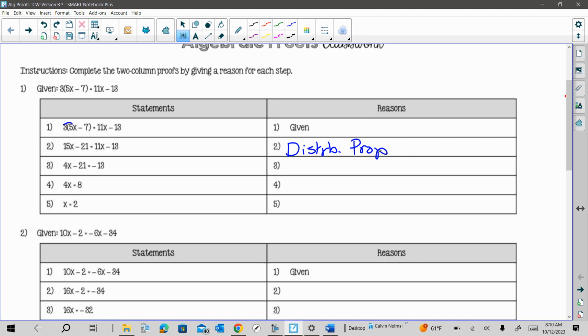All right, so this is what I'm talking about. Look at line 2 to line 3. If I look on the left side of line 2, it has 15x minus 21, but then it went to 4x minus 21. And then we had 11x minus 13, but now it's just minus 13. Yeah, they subtracted the 11x on both sides to get 4x as a result. Because they used subtraction on both sides of the equal sign, this would be our subtraction POE.